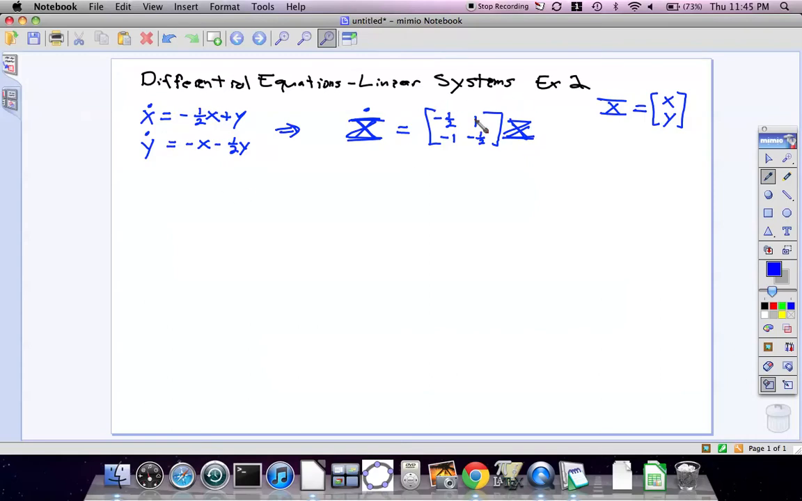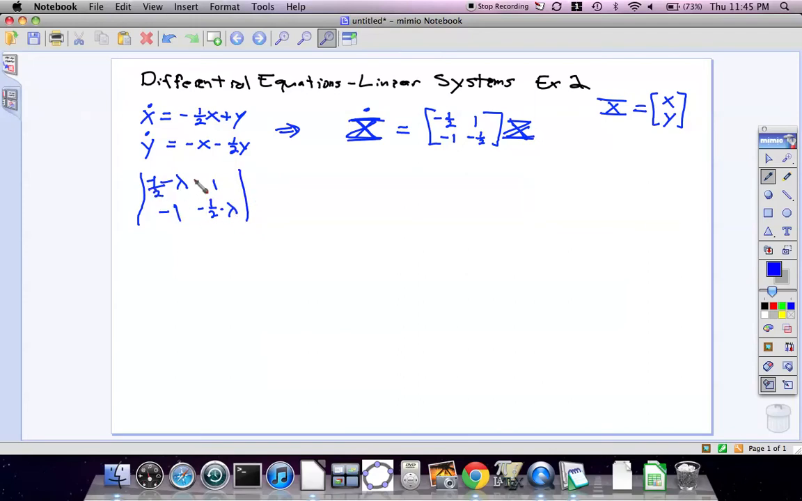Now looking at the coefficient matrix, we can pull a couple of things out of it. Before I do that, I'm going to write the characteristic determinant: negative 1/2 minus alpha, or excuse me, gamma, 1, negative 1, and then negative 1/2 minus gamma. Two ways to do this.